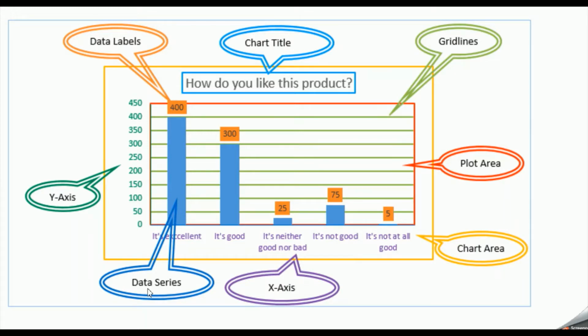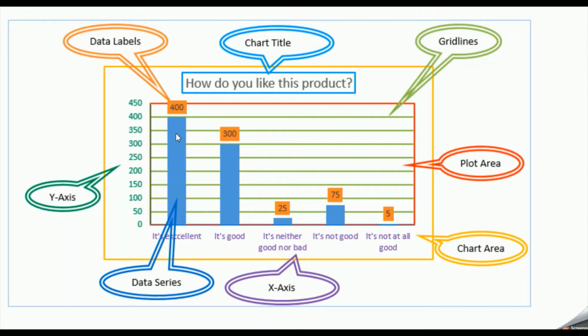Okay, next is data series. It refers to the data entries from which a chart is derived. A chart can have more than one data series. Like here I have some sort of data, only then I can plot my chart. So these, 400, 325, are different data series.